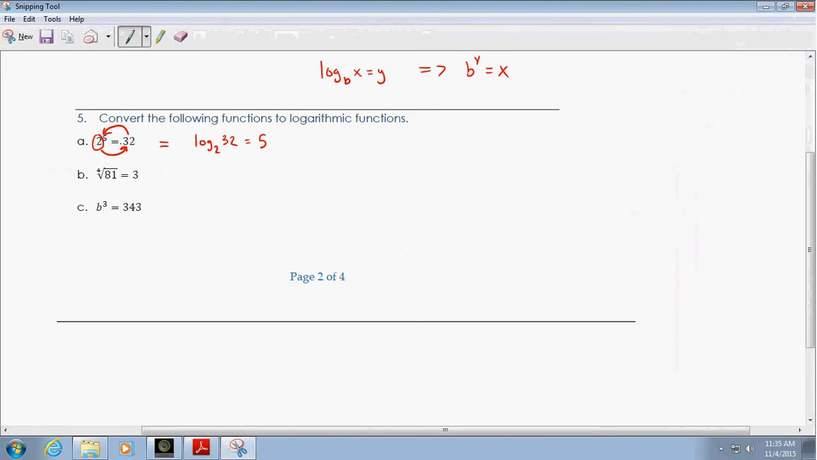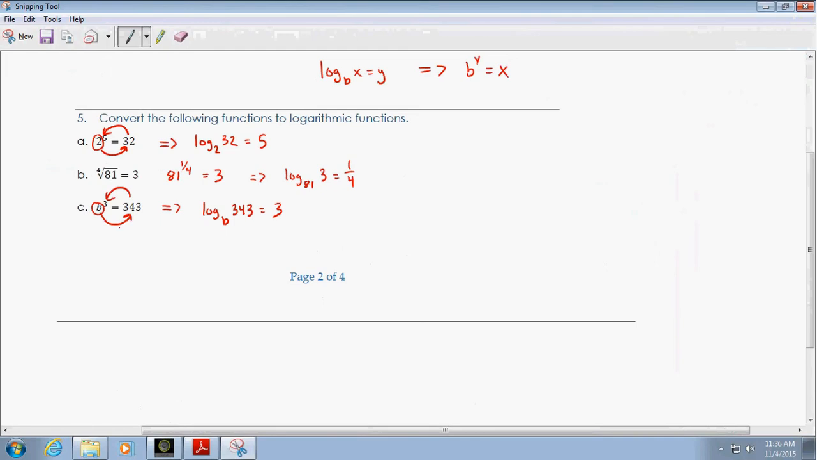All right, for B, what's the first step? Change it to a fraction. Right, we need to rewrite that radical as an exponent. So we say that this is 81 to the 1/4 equals 3. So now how do I write that as a log? Yes, because that means 81 to the 1/4 power equals 3. All right, and for C, I'm going to rewrite that one. There you go. Log base b of 343 equals 3. Because we're just taking base of this equals this.